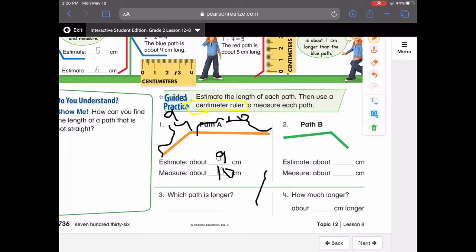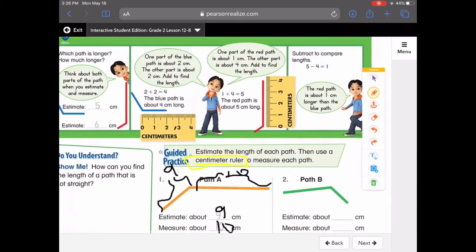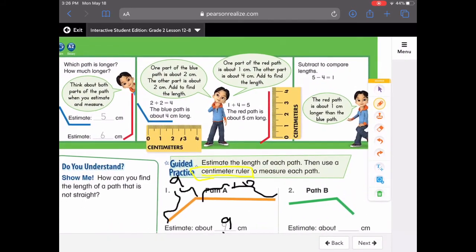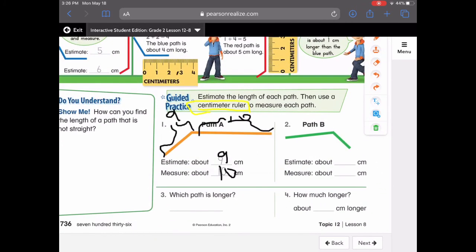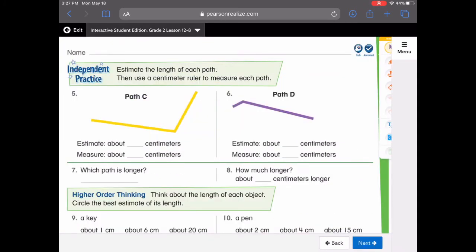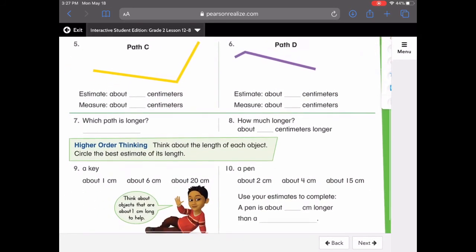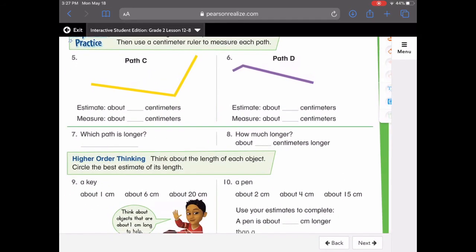Then take your centimeter ruler and do the actual measurement of the green line. Then questions 3 and 4 want you to think about which path is longer, orange or green, and how much longer. And the way that you figure out how much longer it is to do what he tells us in the last box here, subtract the two lengths from one another, subtract the smaller length from the bigger length. And that'll tell you how much longer the longer length is. You're going to do the same thing for 5 and 6. And in 7 and 8, you're going to answer which path is longer, C or D, the yellow one or the purple one, and by how much it is longer.